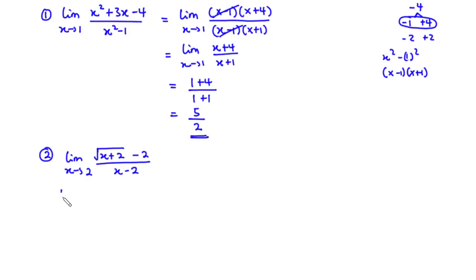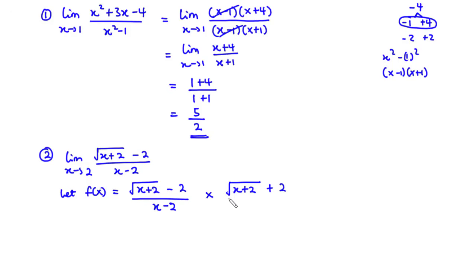Now let's consider f of x to be the square root of x plus 2 minus 2 divided by x minus 2. And let's try to rationalize this function. Now, because the numerator is a surd, we are going to multiply both the numerator and the denominator by the conjugate of the numerator. So the conjugate of the numerator becomes the square root of x plus 2, and then the subtraction sign changes to addition sign.